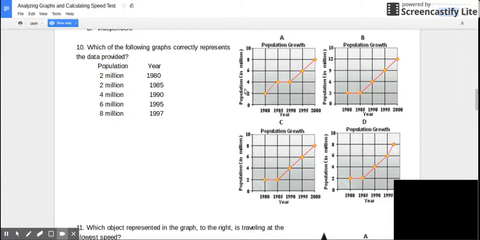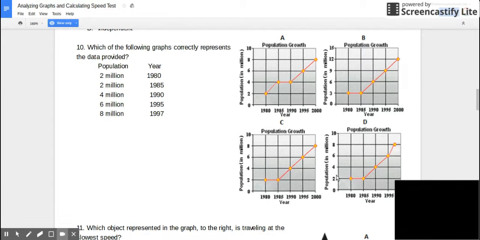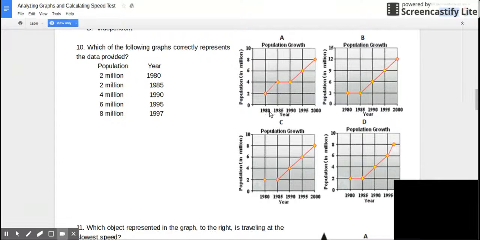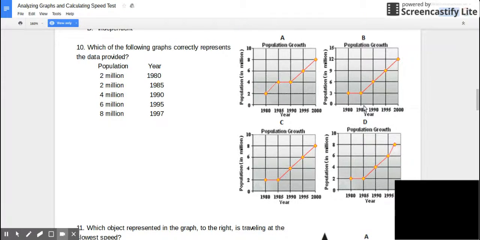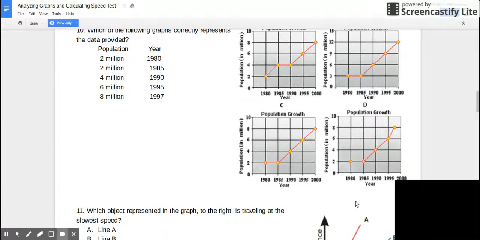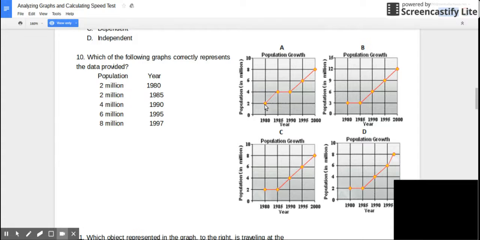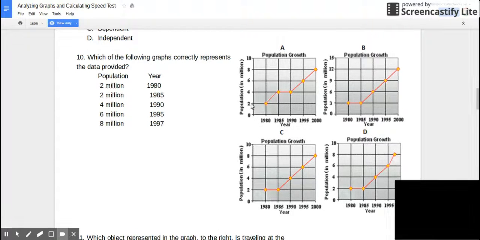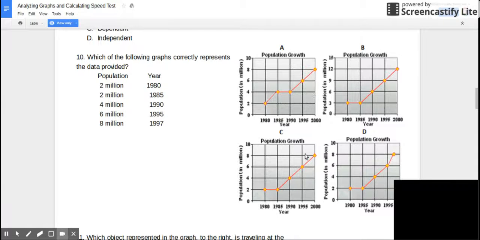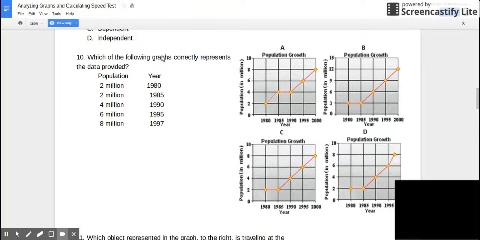I want you to notice that here where it says population, the numbers are different on certain graphs. And that's important to pay attention to. Also want you to pay very close attention to the years at the bottom here. Okay? And then I want you to pay very careful attention to where each data point is and what that matches up to when you go over to the population and when you go down to the year down here. Because this is a tricky one.